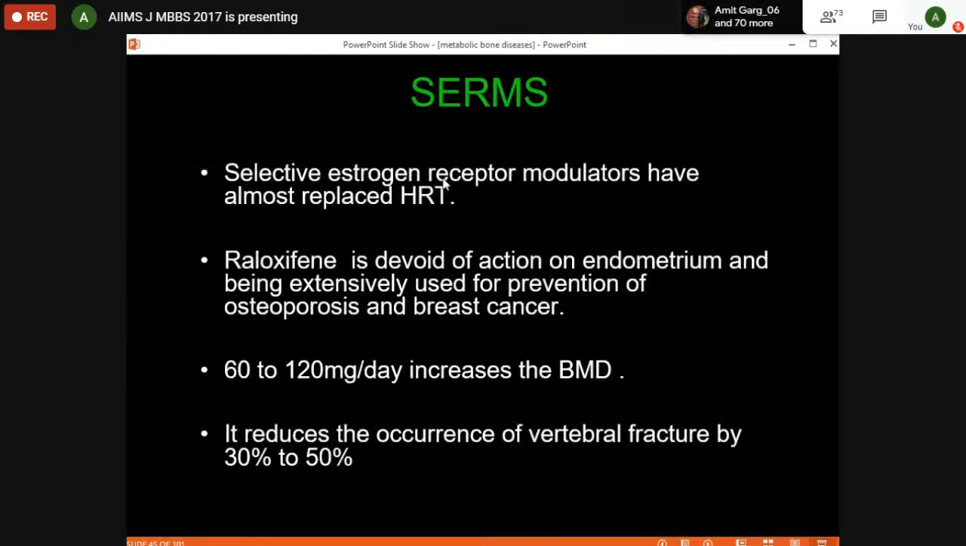Selective estrogen receptor modulators are also good for prevention of osteoporosis. Raloxifene is devoid of action on the endometrium and is extensively used for prevention of osteoporosis and breast cancer. 60 to 120 milligrams per day increases the BMD, and it also reduces the occurrence of vertebral fracture by 30 to 50%.